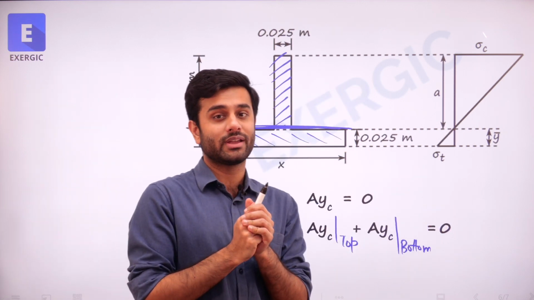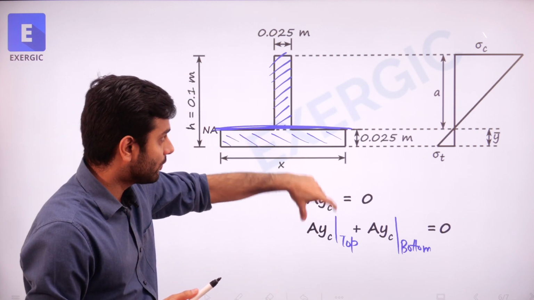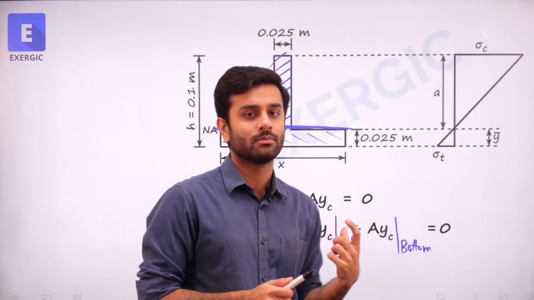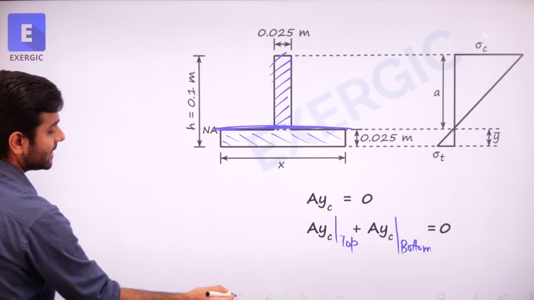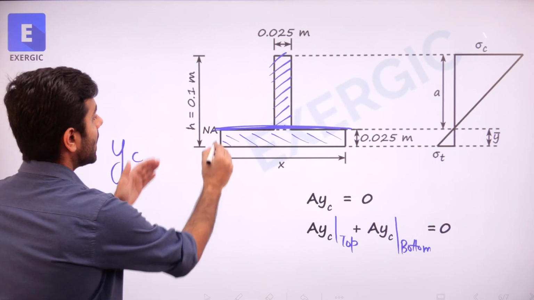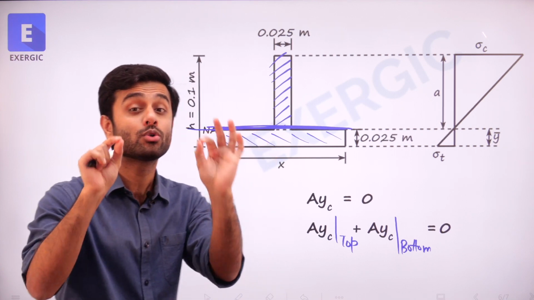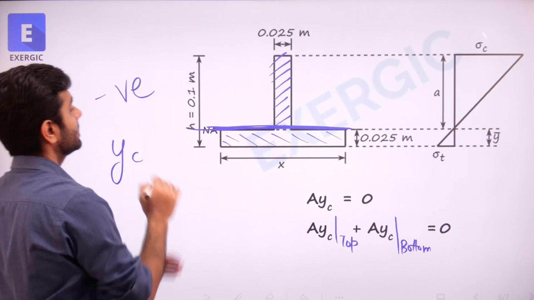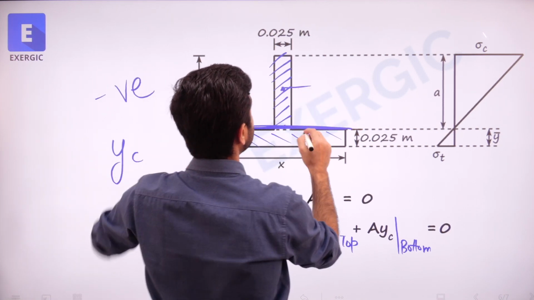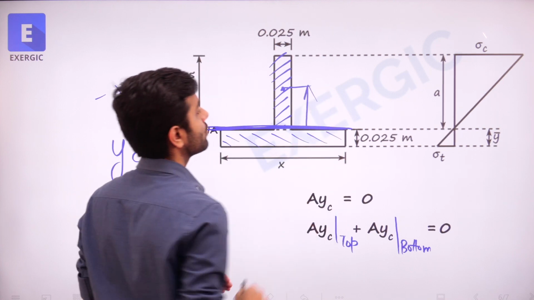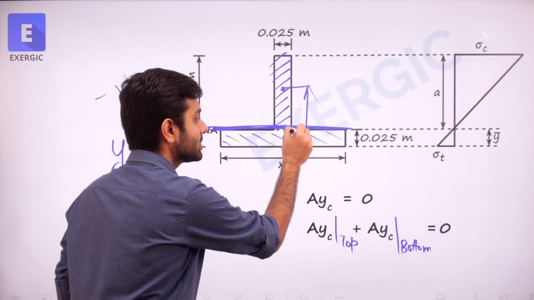Or in other words, what we can do? In other words, we can write that this product for top is equal to this product at bottom. How? Let me tell you that if we do the calculation of YC about neutral axis, its value for the bottom part will come out to be negative. This is the reference line. If this is the reference line, then let's say here is going to be the centroid for the upper part. So this is going to be positive, and here is going to be the centroid for the bottom or the lower part. This is going to be negative.